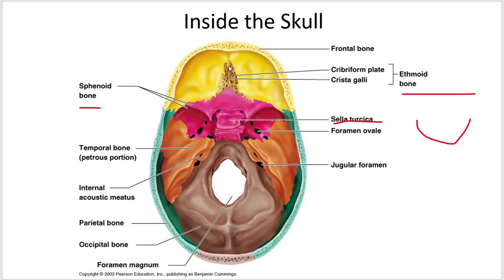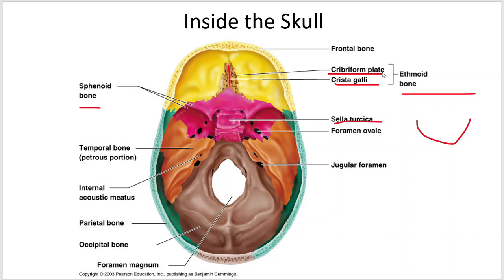This guy, I've got this real thin blade of bone running like that. That real thin blade of bone is called the crista galli. That means rooster's comb, kind of like that thing the roosters have on their heads. And all these little holes, those are actually for the nerves coming from your nose. That is called the cribriform plate, and that's what the crista galli kind of sits in the middle of.